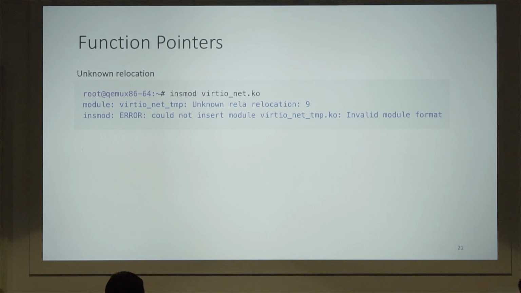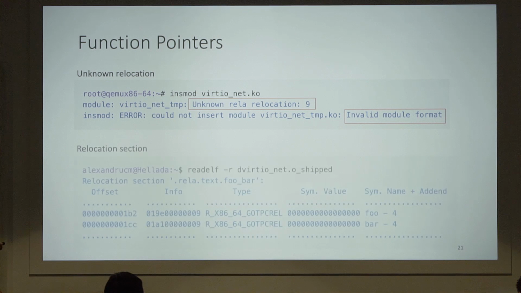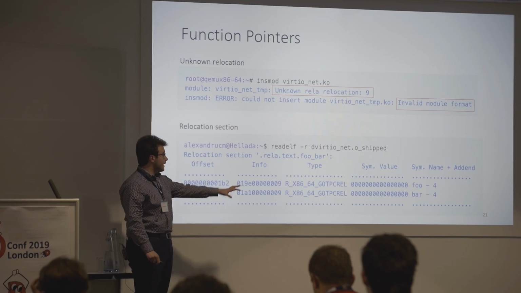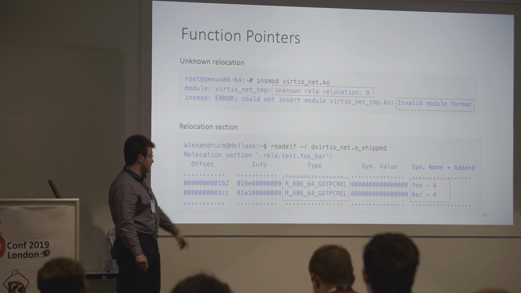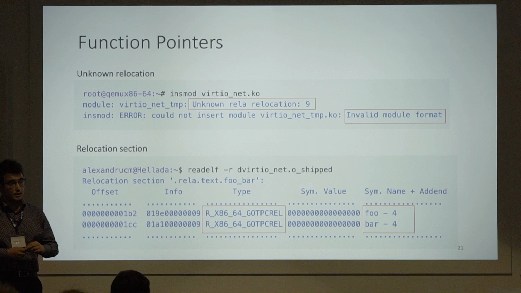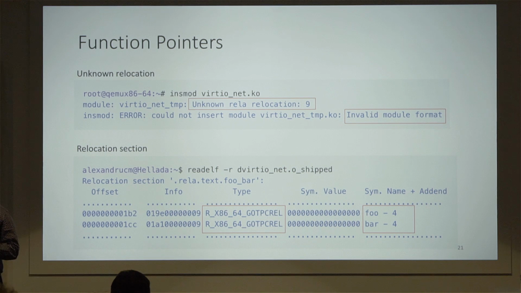When we looked at the relocation section of that function, we discovered that when the addresses of those 2 functions were taken, this type of relocation was issued, GOTPCREL. This type of relocation is using the global offset table.